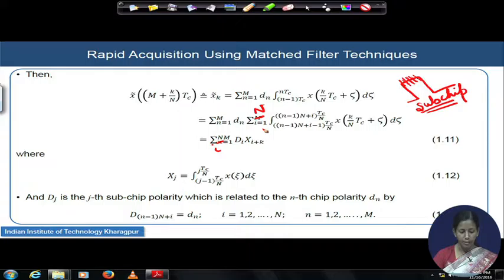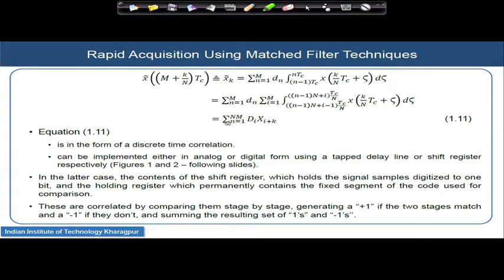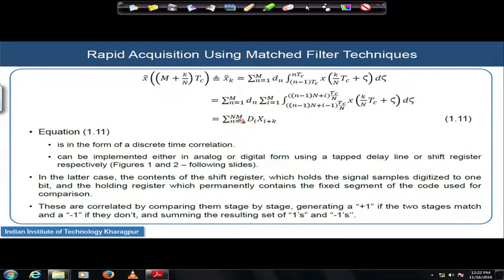And remember the relation between dj, the jth subchip polarity, and the nth chip polarity dn. So, there is a subchip polarity and there is an nth chip polarity, right. So, the relation will be given by this, and so we ended here in the last slide. What does it mean? This won't be n, this will be I, please remember.